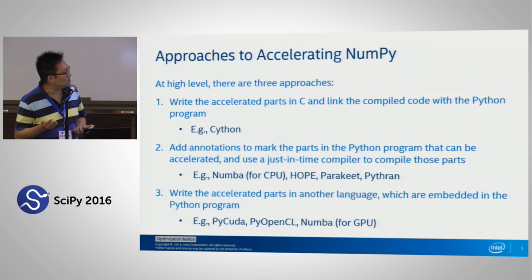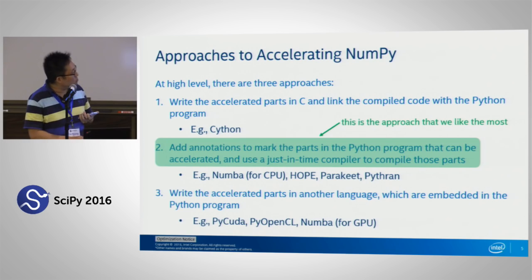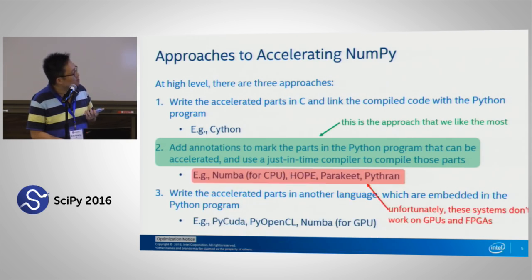Because many of you are more familiar with Numba, I will try to explain why I think the Numba for GPU approach is less than ideal at this point. I think the second approach, where you add annotations, is the approach that I like the most, and for most users, probably the easiest to use. But unfortunately, this system currently doesn't work on GPUs or FPGAs.